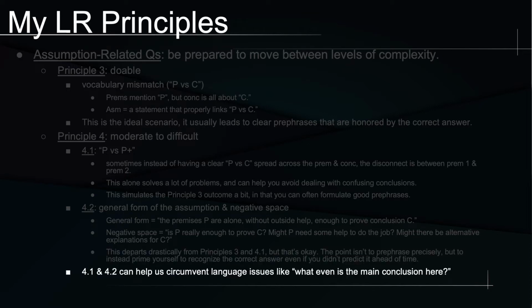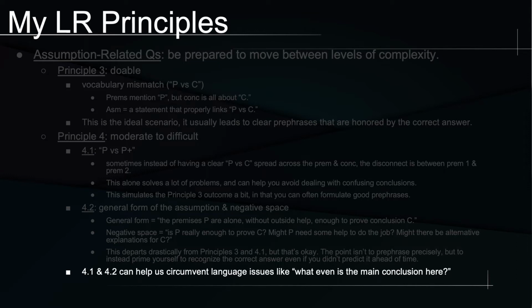So 4.1 and 4.2 put together, they help us circumvent language issues like what even is the main conclusion here? Because I'm sure all of you have experienced that at one point or another, where you're trying to do the normal breakdown of a stimulus. You're trying to find premises and trying to find the conclusion. And maybe you've come up with some sort of breakdown, but it's not exactly clear which one is the main conclusion, which one's sort of a subsidiary conclusion or a sub-conclusion. And what is the premise? Is this a premise or is this just fluff? Sometimes that's hard to tell based on how things are written.